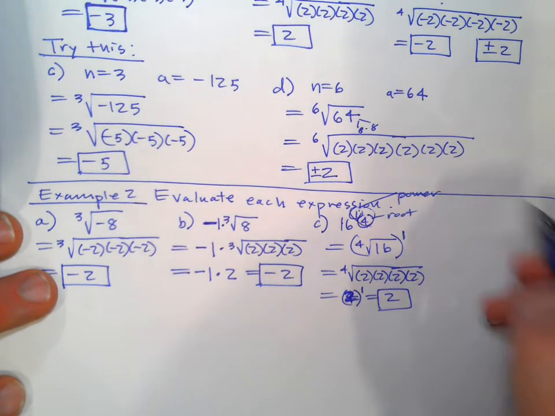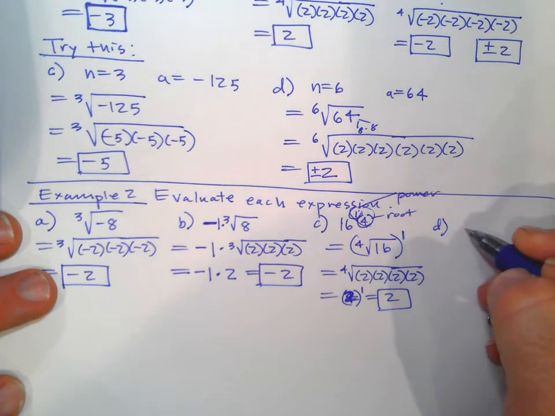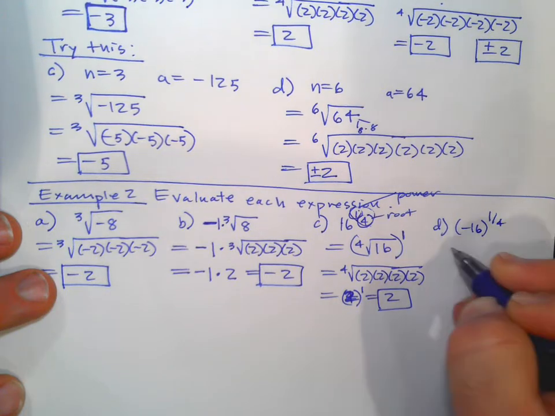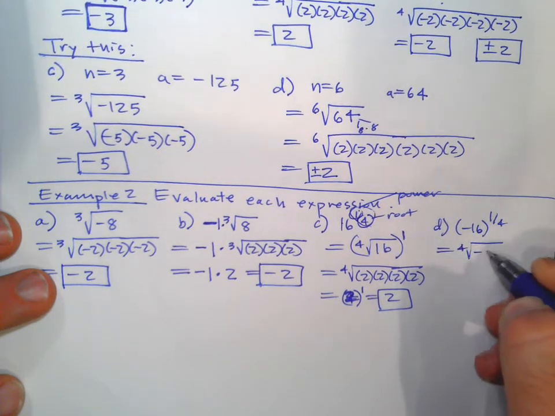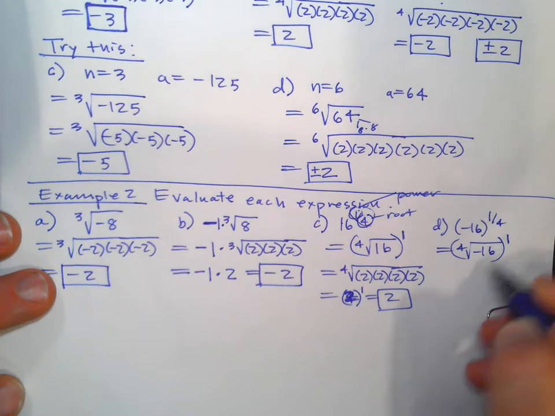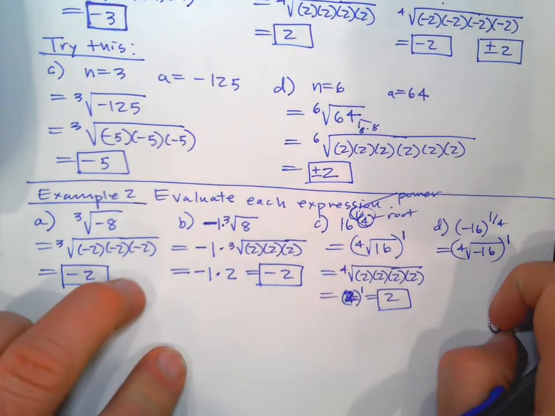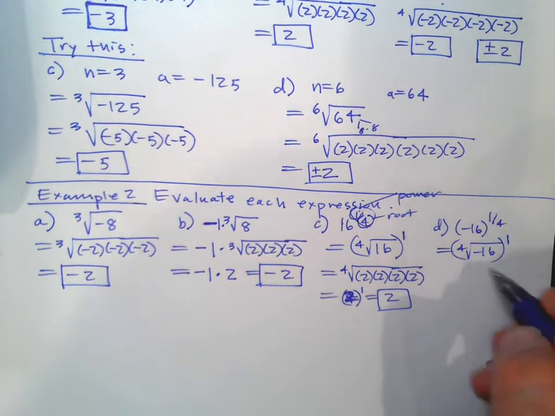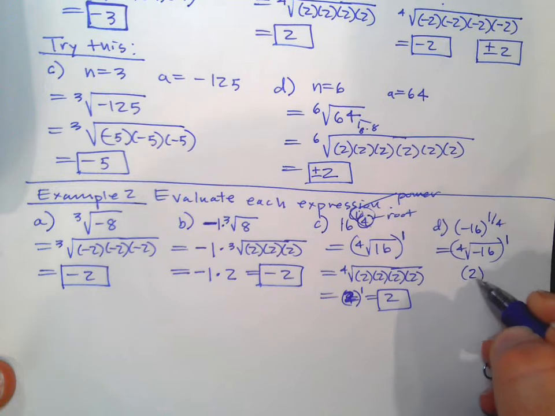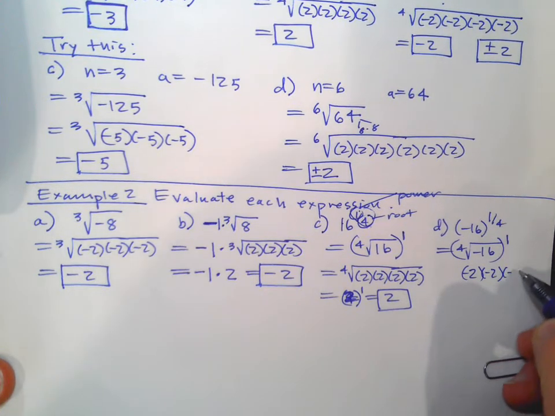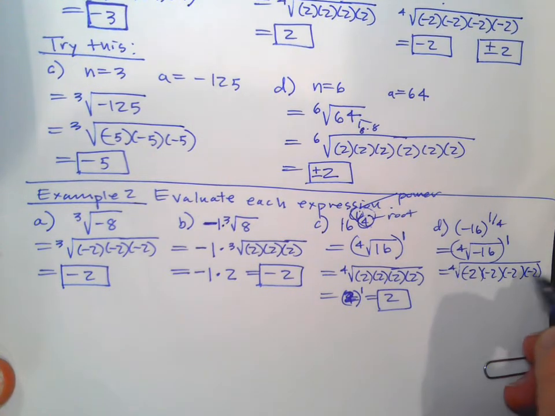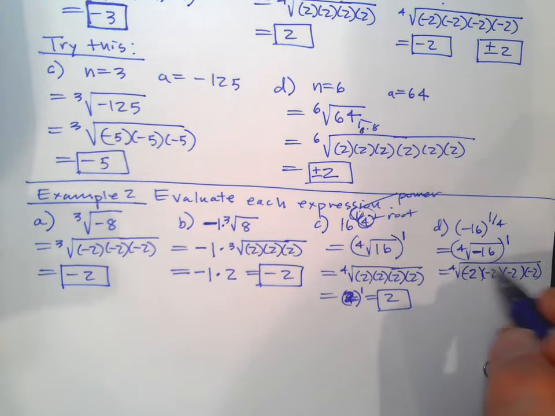Okay? Now, here's another one. Let's see. Negative 16 to the 1/4 power. So this is going to be the 4th root of negative 16 to the first power. Now, this one's kind of a strange one, because what would you multiply times itself? You might think, oh, that's going to be negative 2 times negative 2 times negative 2 times negative 2. That would give you 16, right? But it would be positive. Like, what number can you multiply times itself 4 times that would end up giving you a negative?